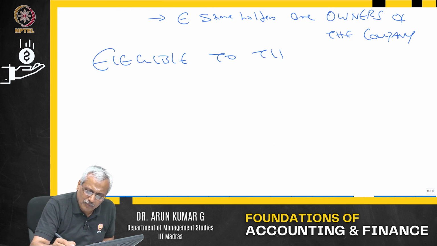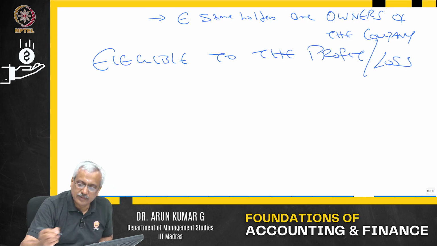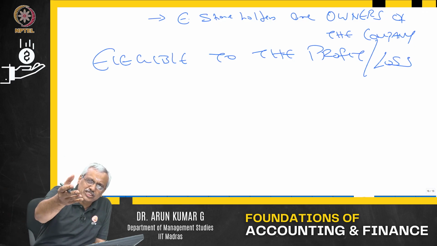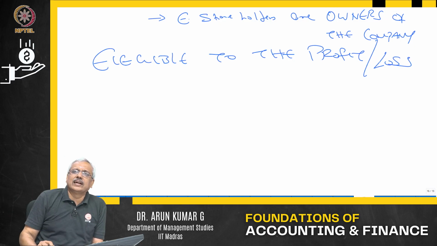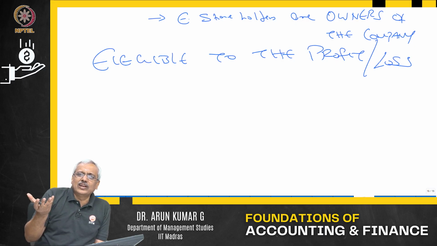Once all these things are there, you are obviously also eligible to the profit or loss of the company. You make a profit, it belongs to you, it is getting distributed as dividends for your equity shares. You make a loss, then the value of equity is basically going down. So that is what happens.